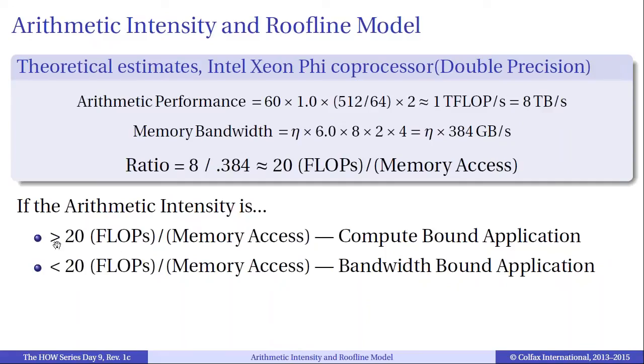So back to our arithmetic intensity. If you do many more than 20 flops per memory access, then you're likely to be compute bound. If you do many fewer than 20 flops per memory access, you're likely to be memory bandwidth bound, or depending on the nature of the memory access pattern, you may be latency bound, which is actually a poor case.